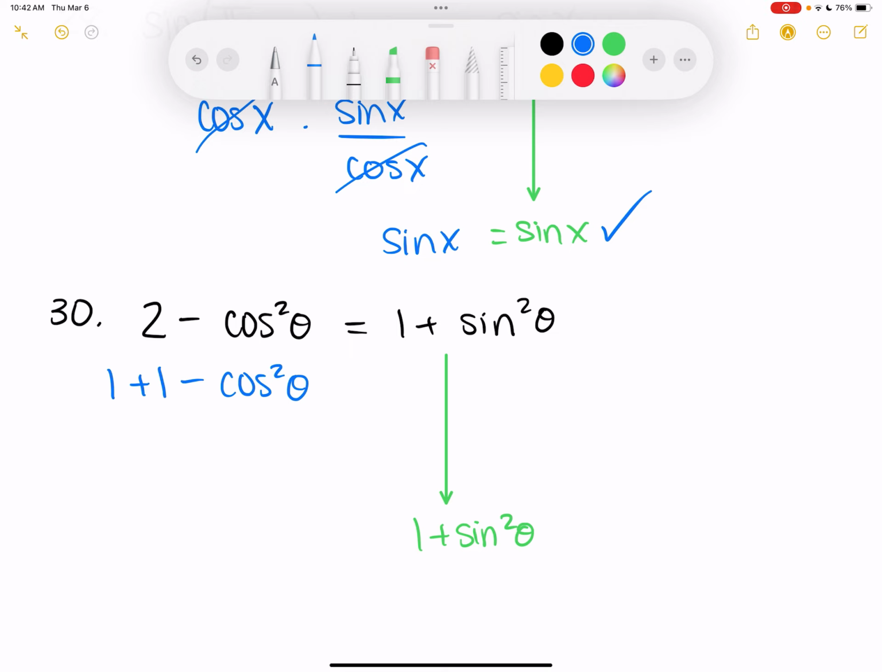Now is one of my Pythagorean identities in here? Yes. What is it? 1 minus cosine squared theta would be what? That's a good question. Sine squared plus cosine squared equals 1, so 1 minus cosine squared would be sine squared. So 1 plus sine squared of theta equals 1 plus sine squared of theta, and I'm done.